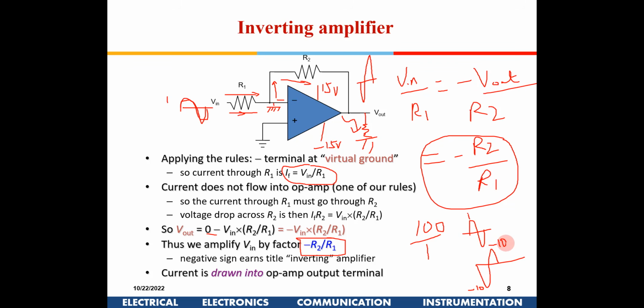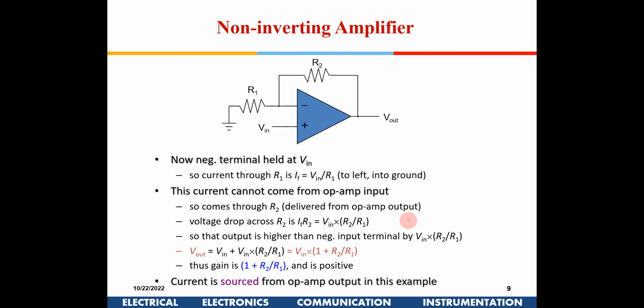Will it go to 100? No. So you will probably get a square wave like this. This will get clipped actually. This will be a small sinusoidal signal. It will get clipped to minus 15 and this will get clipped to 15. So this is known as an inverting amplifier. You could also have a non-inverting amplifier.